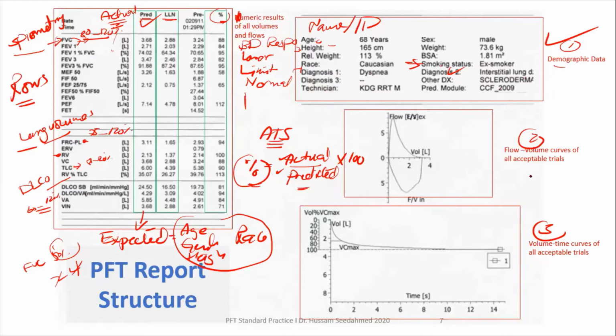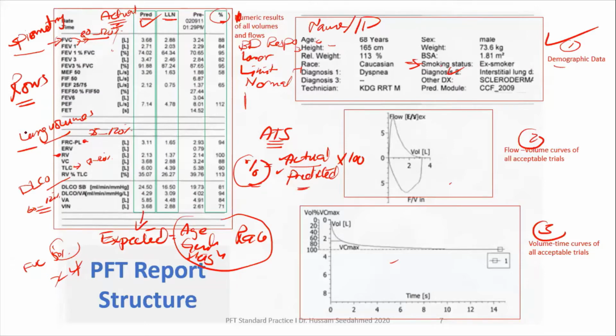The second component is the flow volume curve. Ideally, there should be all the acceptable trials by the patient regarding the flow volume curves and the volume time curves. And then the fourth component is the numeric results.